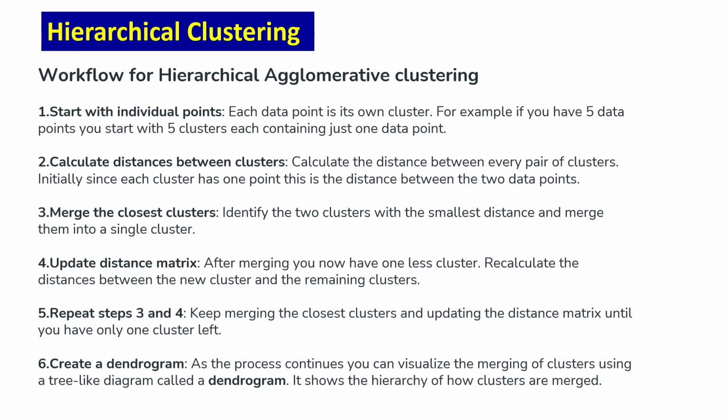You can start with individual clusters and calculate the distance between the clusters. It can be simply Euclidean distance or Manhattan distance. Initially, you take each point as one cluster, then calculate the distance between them. Then based on the distance matrix, you put the closest clusters first, merge them, update the distance further, and repeat steps 3 and 4 again and again to generate the dendrogram.